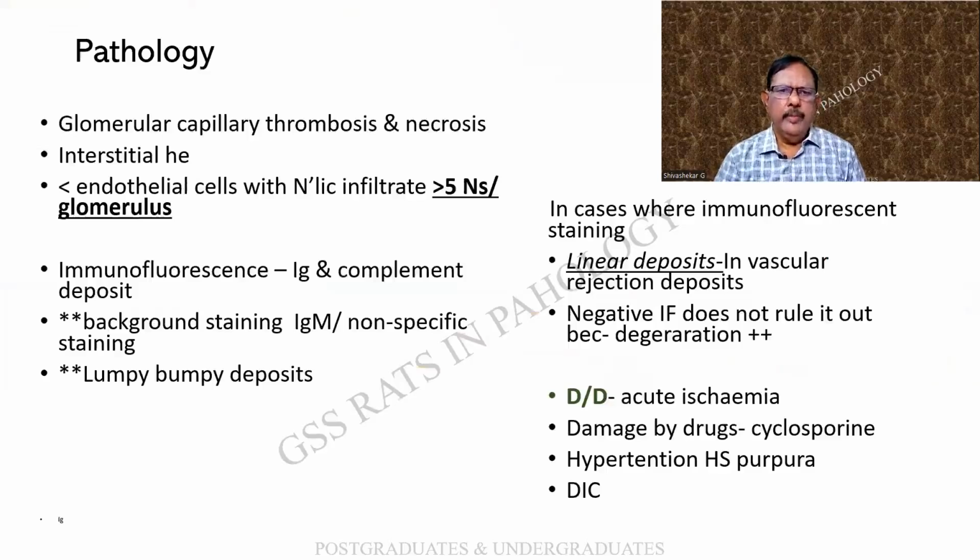Now, in the glomerular capillary, there can be thrombosis, there can be necrosis, there can be interstitial hemorrhage. And mainly what we are supposed to see is the endothelial cells with neutrophilic infiltrate. And there should be at least 5 neutrophils per glomerulus to call it a neutrophilic reaction. Hardly 1 or 2 is not adequate. And please be careful, diseases such as post-streptococcal glomerulonephritis also can be mimicking this.